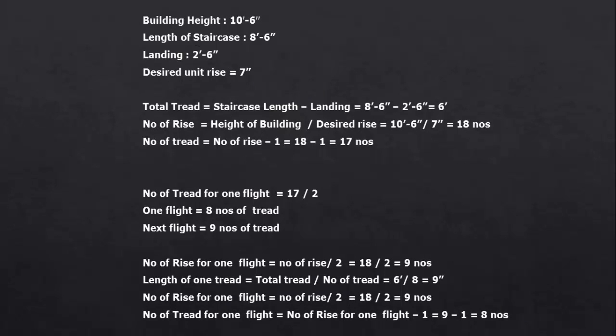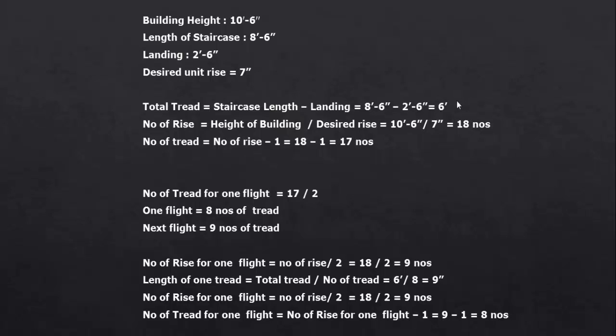So in the next drawing, building height 10 feet and 6 inch, length of staircase 8 feet and 6 inch, landing 2 feet and 6 inch, desired unit rise 7 inch, here I will assume. So total thread, staircase length minus landing. So we have to deduct landing from staircase length. So staircase length 8 feet 6 inch minus landing 2 feet and 6 inch, so we are getting 6 feet.